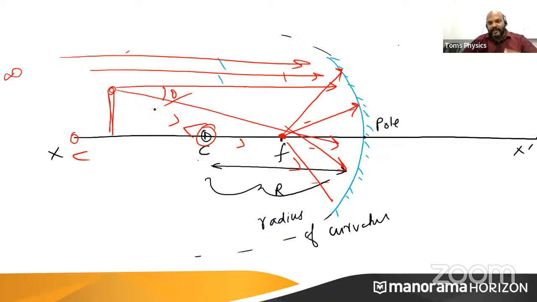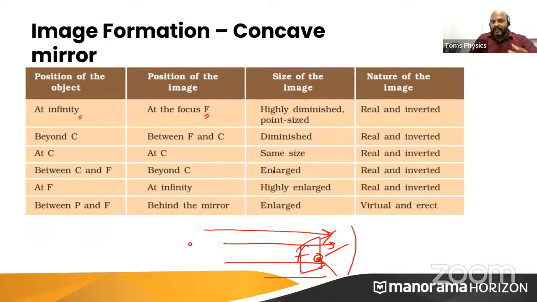So remember, if the object is beyond the center of curvature for a concave mirror, what is happening? The image will form somewhere between the focal point and the center of curvature, between F and C. It will be a diminished image. It is smaller than the object, and it will be real and inverted.